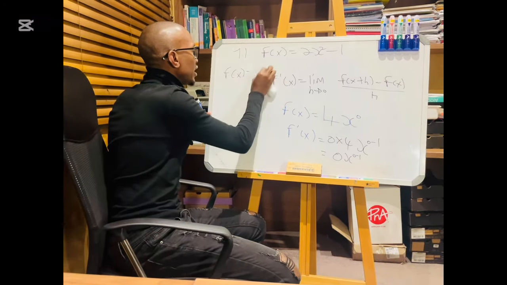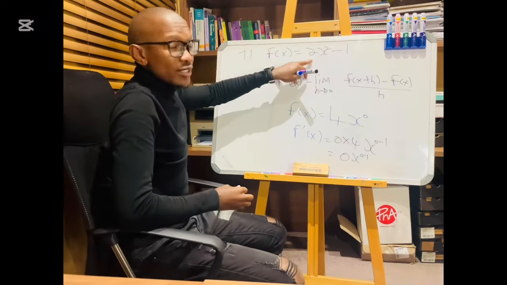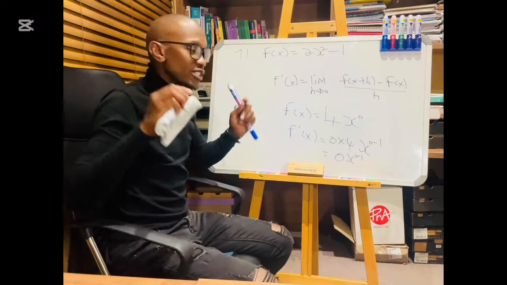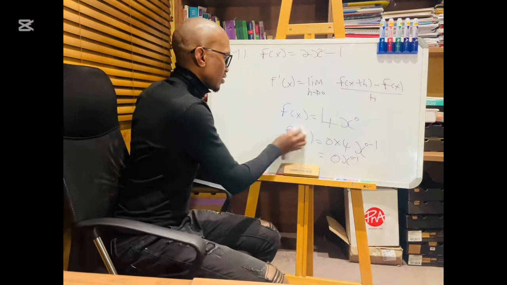Right. Then now we got our answer for this guy was 4x. So let's try to use the long method, which is first principles, to see if we're going to get the 4x.